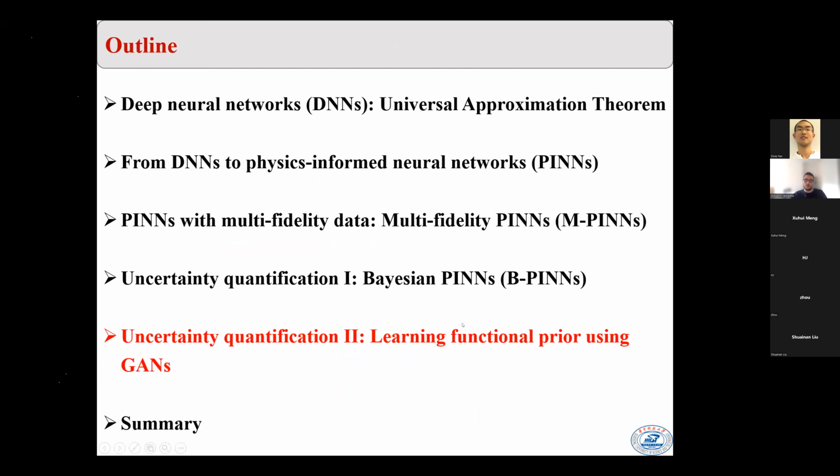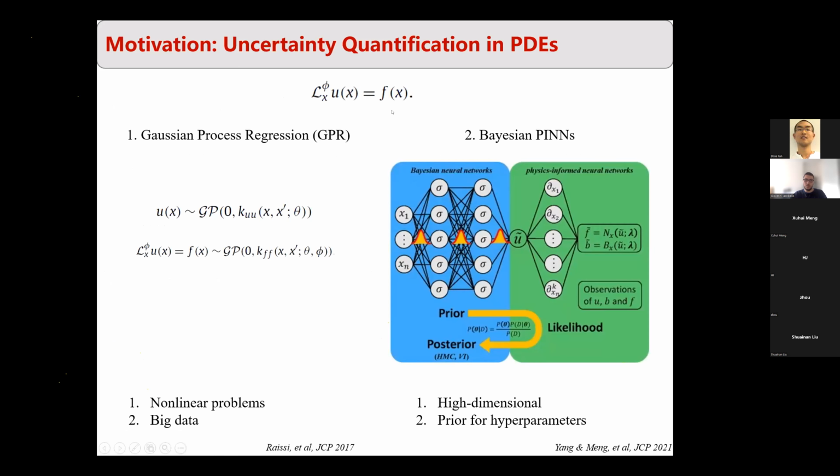For the last part, it's a new uncertainty quantification framework, a new uncertainty quantification method based on GANs. For now, if we would like to quantify uncertainty in solving PDE problems, we mainly have two methods: Gaussian process regression, and the B-PINN we proposed before. With GP, we cannot solve nonlinear PDE problems, and GP also cannot handle big data problems.